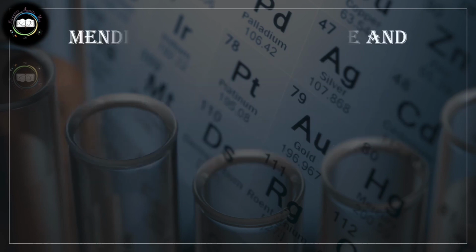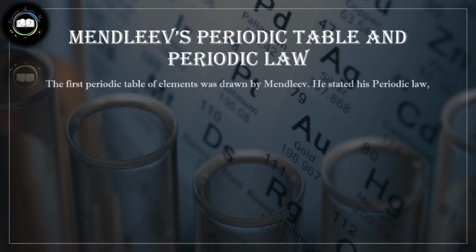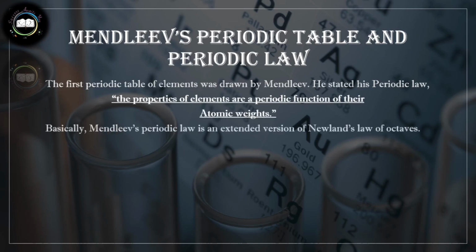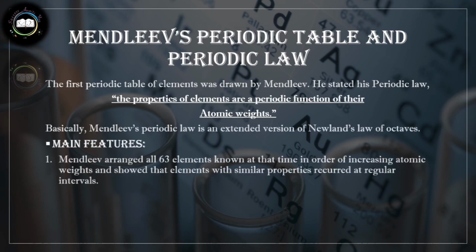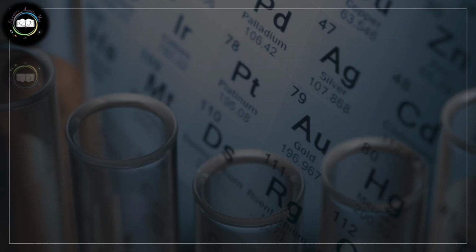In the year 1869, Mendeleev, mainly on the basis of physical and chemical properties, discovered empirically a law known as the periodic law, which he stated as, the properties of the elements are a periodic function of their atomic weights. Mendeleev arranged all 63 elements known at that time in order of increasing atomic weights. He arranged them in 7 horizontal lines, called periods, and in 8 vertical columns called groups.